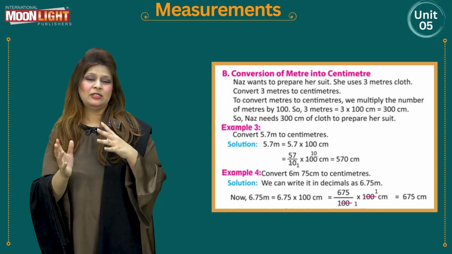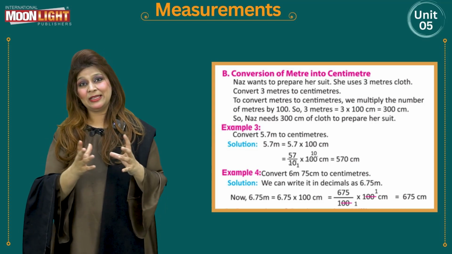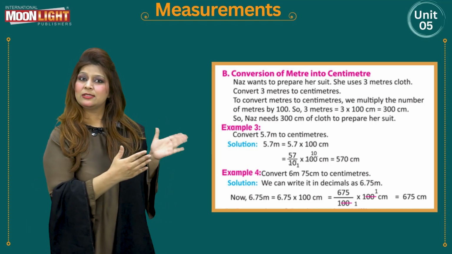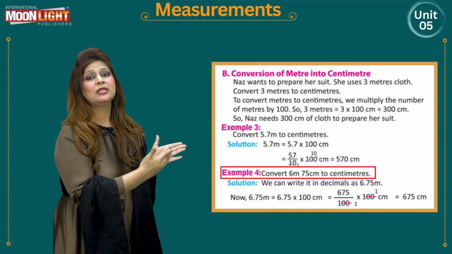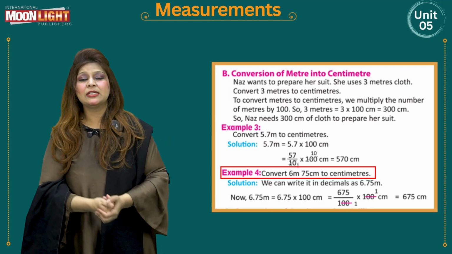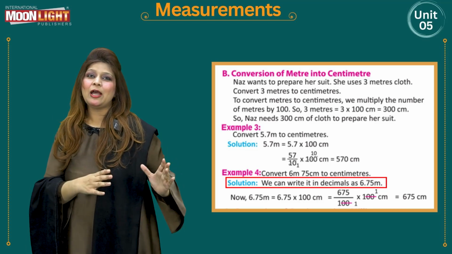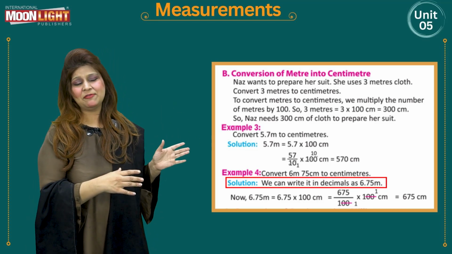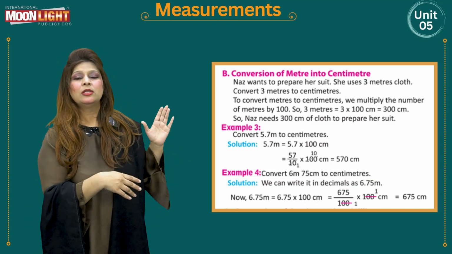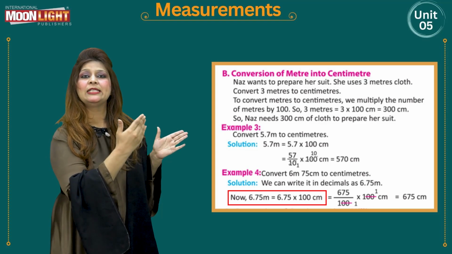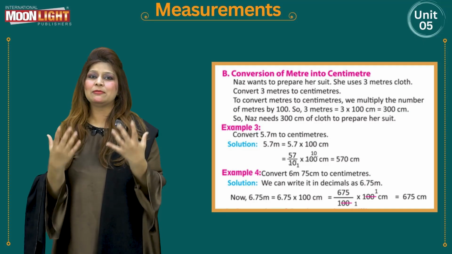Now I have a different example, so you are not going to be confused in the methods. What is this example? In this example, it is written: convert 6 meter and 75 centimeter to centimeters. You are confused, what is this? Whenever the question is given like this, we can write it down in decimals. How? I'm going to tell you. That is 6.75 this way. Okay, 6.75 is my answer.